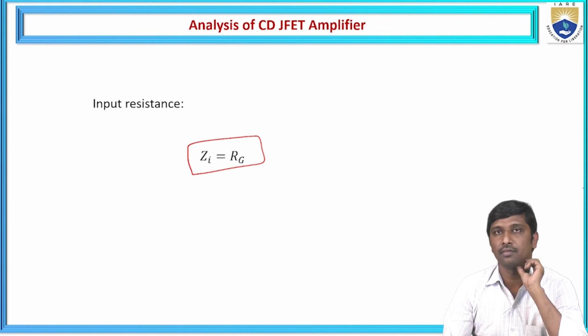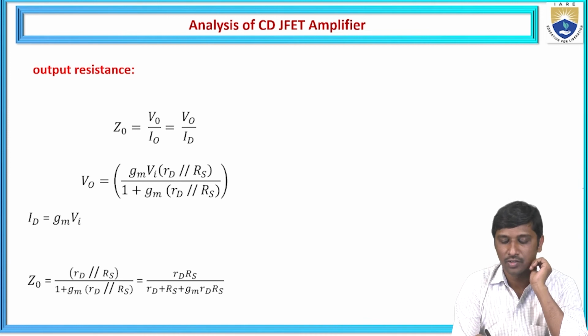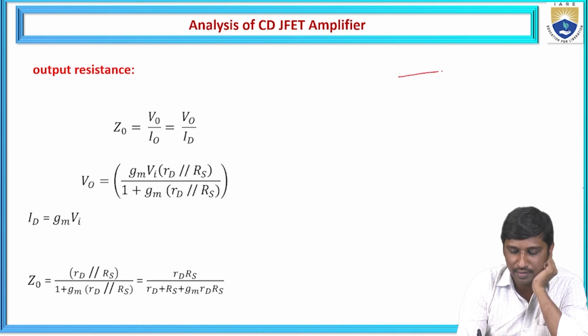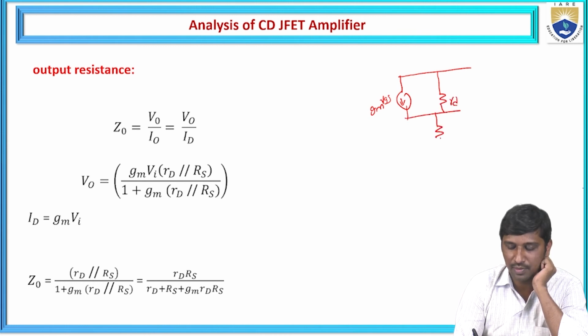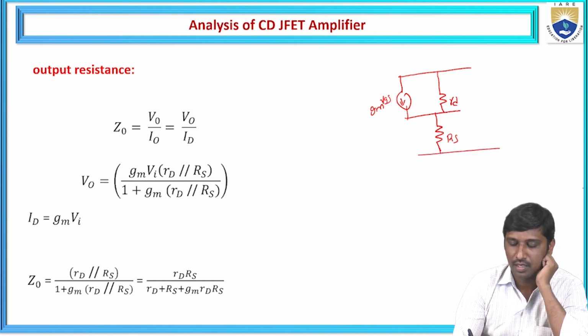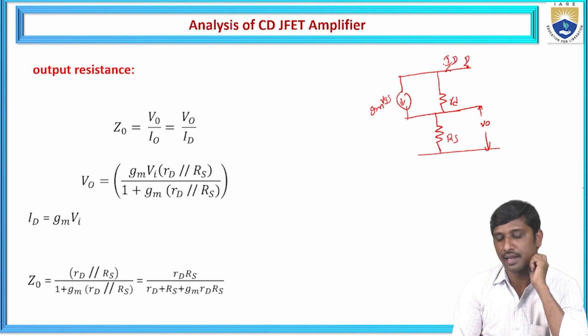Similarly, we are going to calculate the output impedance. If you observe the output side, we have this. I am going to draw the output side only. This is Gm into VGS, and one more is small rd, along with the source terminal which contains a load resistance Rs. Here we are going to measure this V0, and this is the drain terminal, and here the current ID flows.